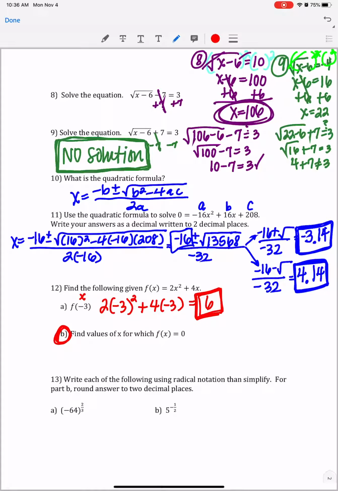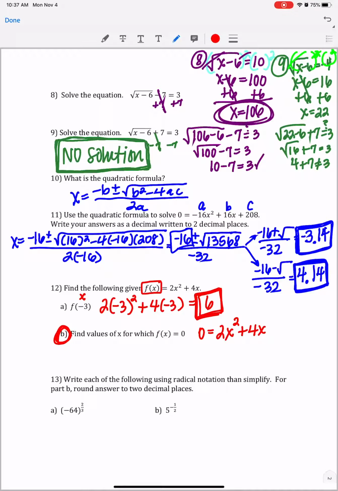Okay, then you guys will come over here to B, find the values of x, so I don't know x, for which f of x equals 0. What you guys will do is do the same thing you did here and put 0 in for this x. But these are written two very different ways, so they don't mean the same thing. So now that f of x equals 0, we're replacing this f of x with 0. So I've got 0 equals 2x squared plus 4x. So now we're solving a quadratic equation.